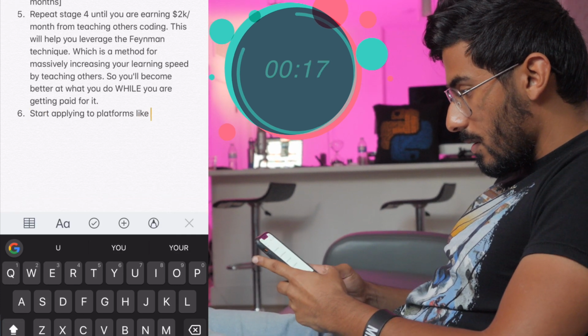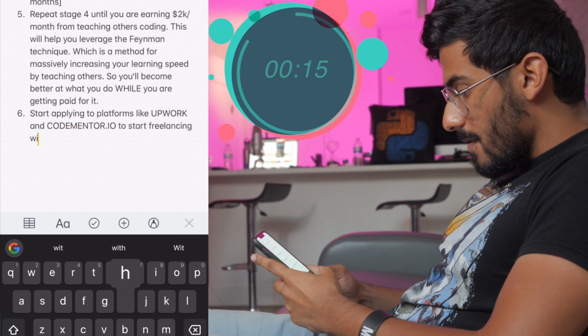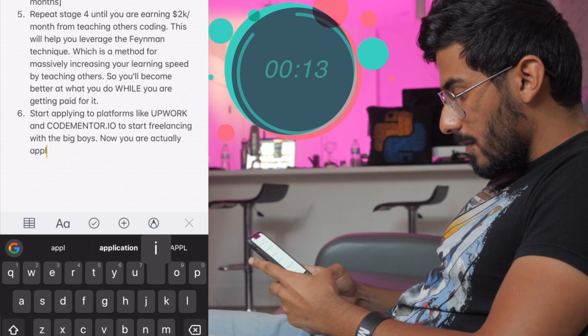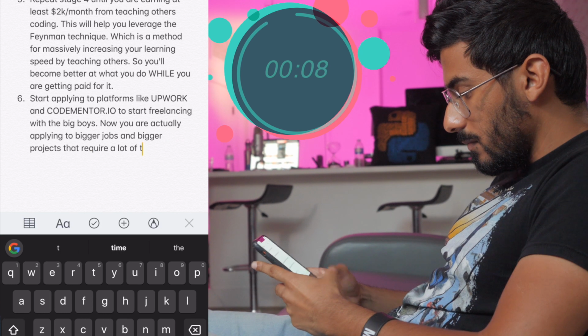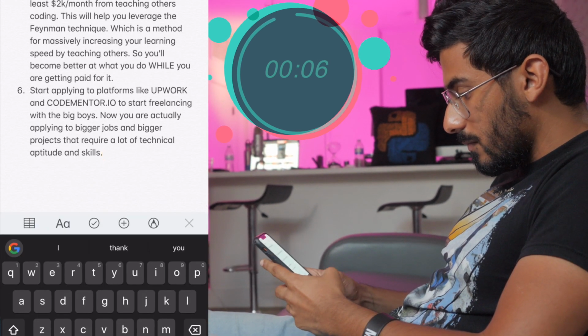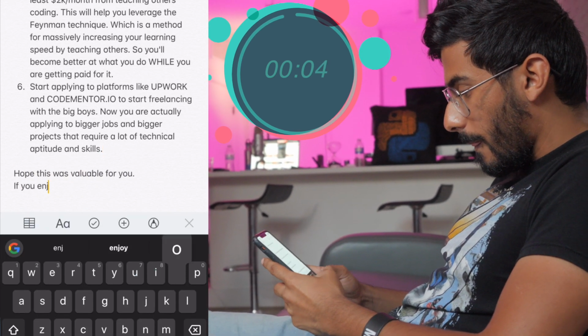Number six, start applying to platforms like Upwork and CodeMentor.io to start freelancing with the big boys. Now, you are actually applying to bigger jobs and bigger projects that require a lot of technical aptitude and skills.